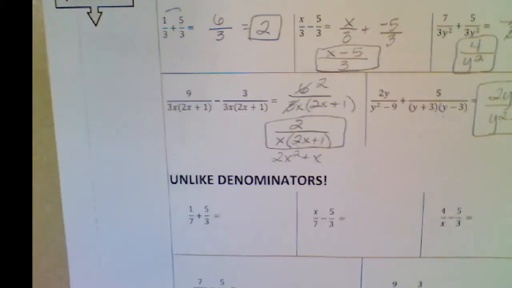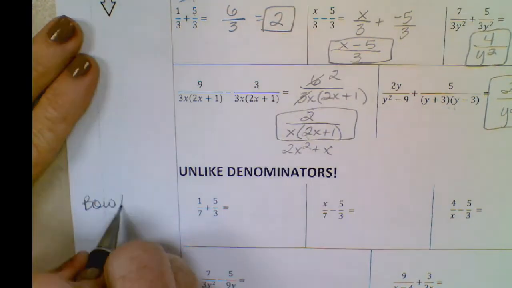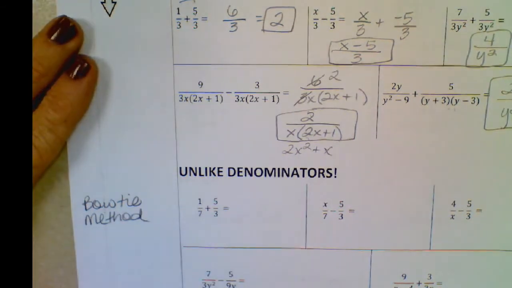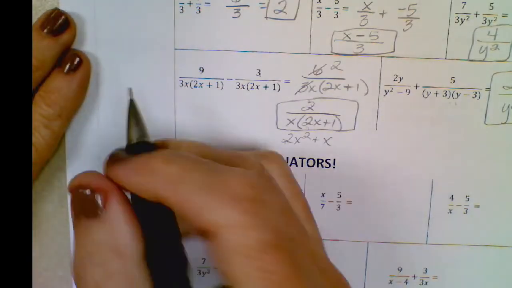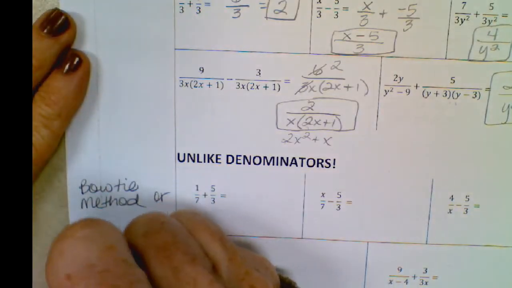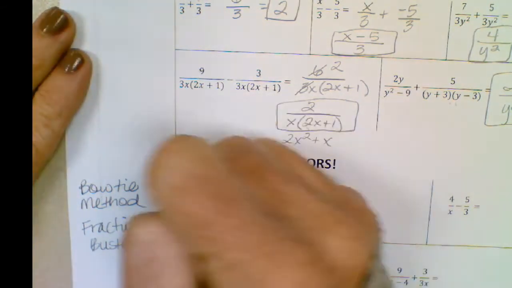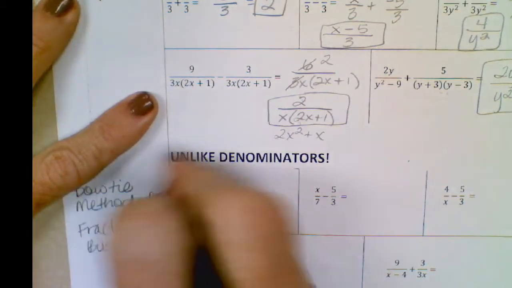Okay, so for unlike denominators, I really want you to think about bow tie method because it really, really works well. When you have more than 2 fractions going on, not so much, but the other thing I want you to think about is fraction busters. One of those 2 methods is going to be your friend. So let's kind of try both here. So for bow tie method, can't write it right there because it's going to be right in my way.